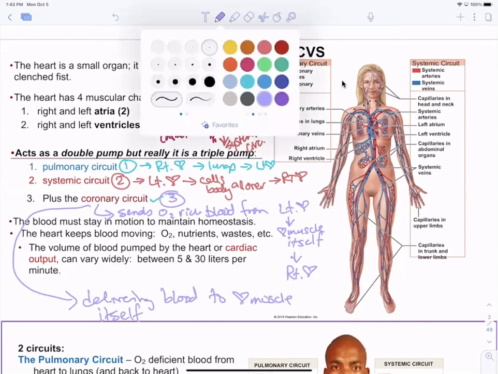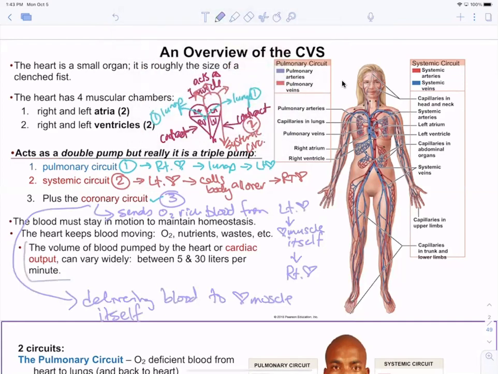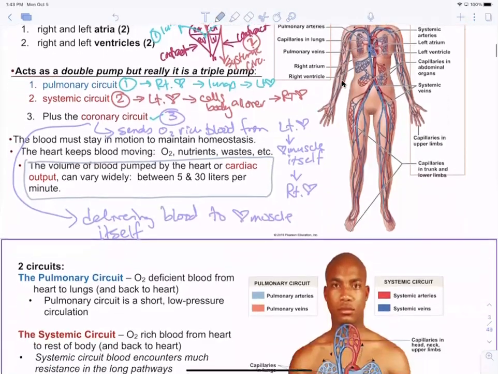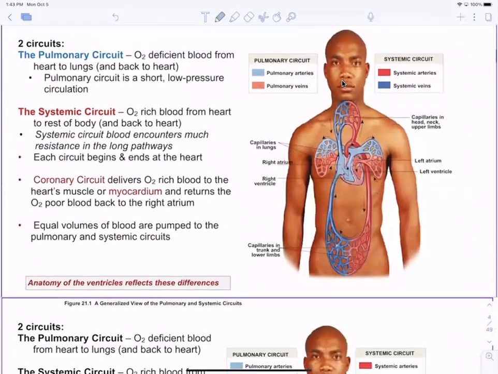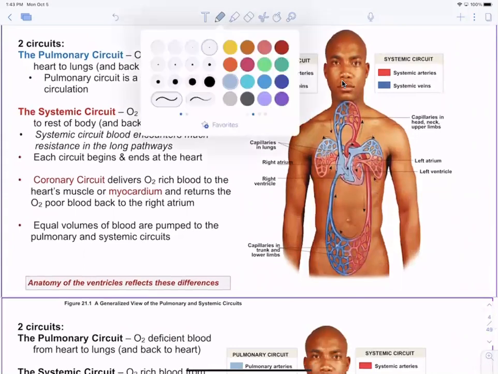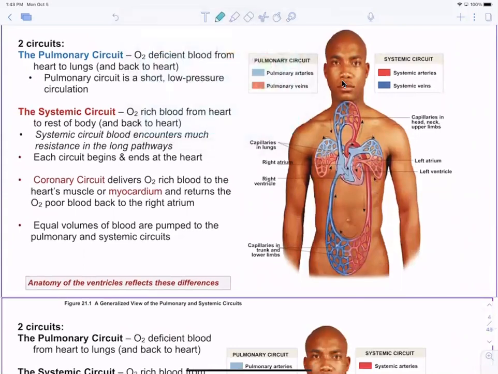Let's go over, again, cardiac output, right? And we talked about cardiac output. You need to start wrapping your head around cardiac output. Okay, so this describes the pulmonary circuit and the systemic circuit. And so you can go through the definitions. Pulmonary circuit is oxygen deficient blood from the heart to the lungs and then back to the heart. It's a relatively short distance circuit, right?